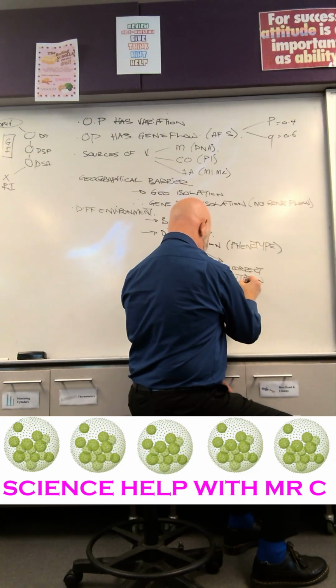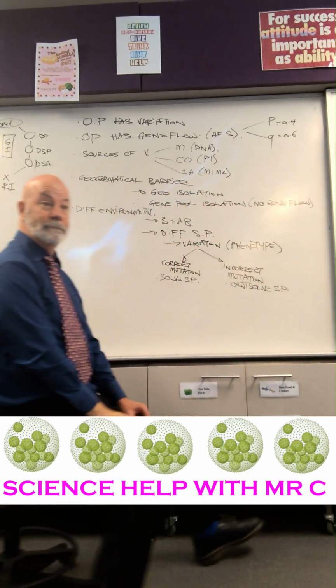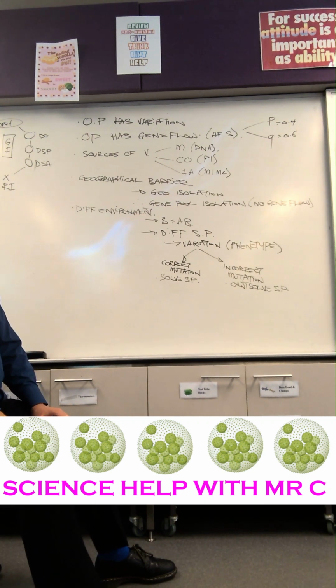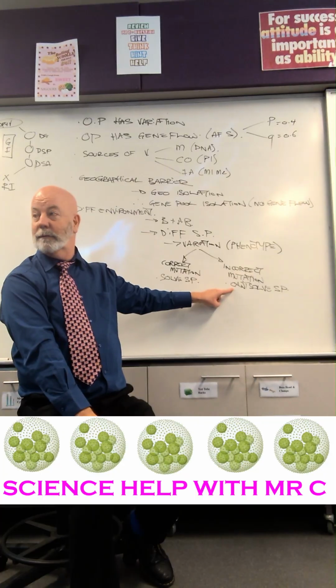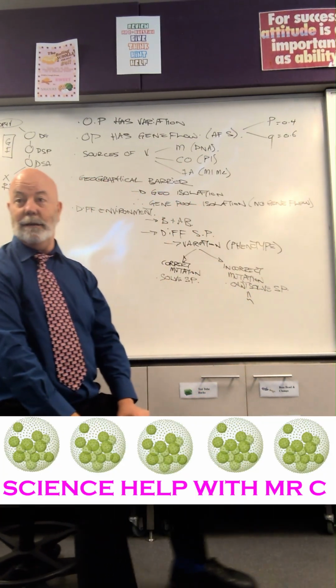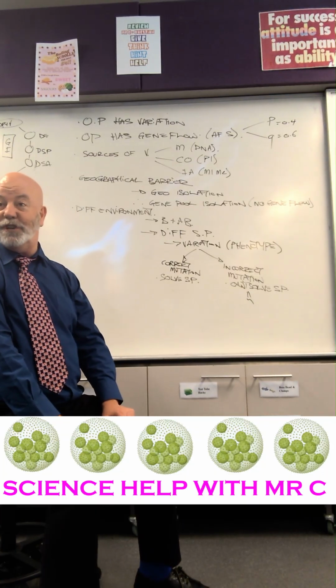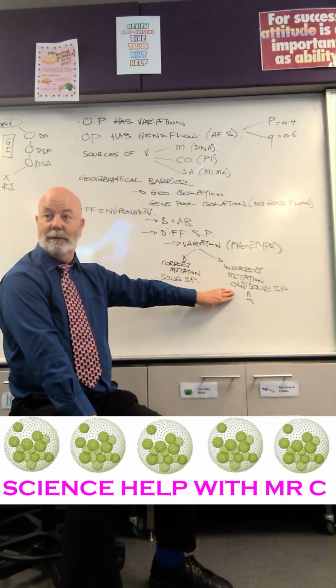Those who can't solve the selection pressure, what's going to happen to you? You're going to die. If you're dead, can you breed? No. Are you going to pass your genes on to the next generation? No. That's the end of the line for your genes.